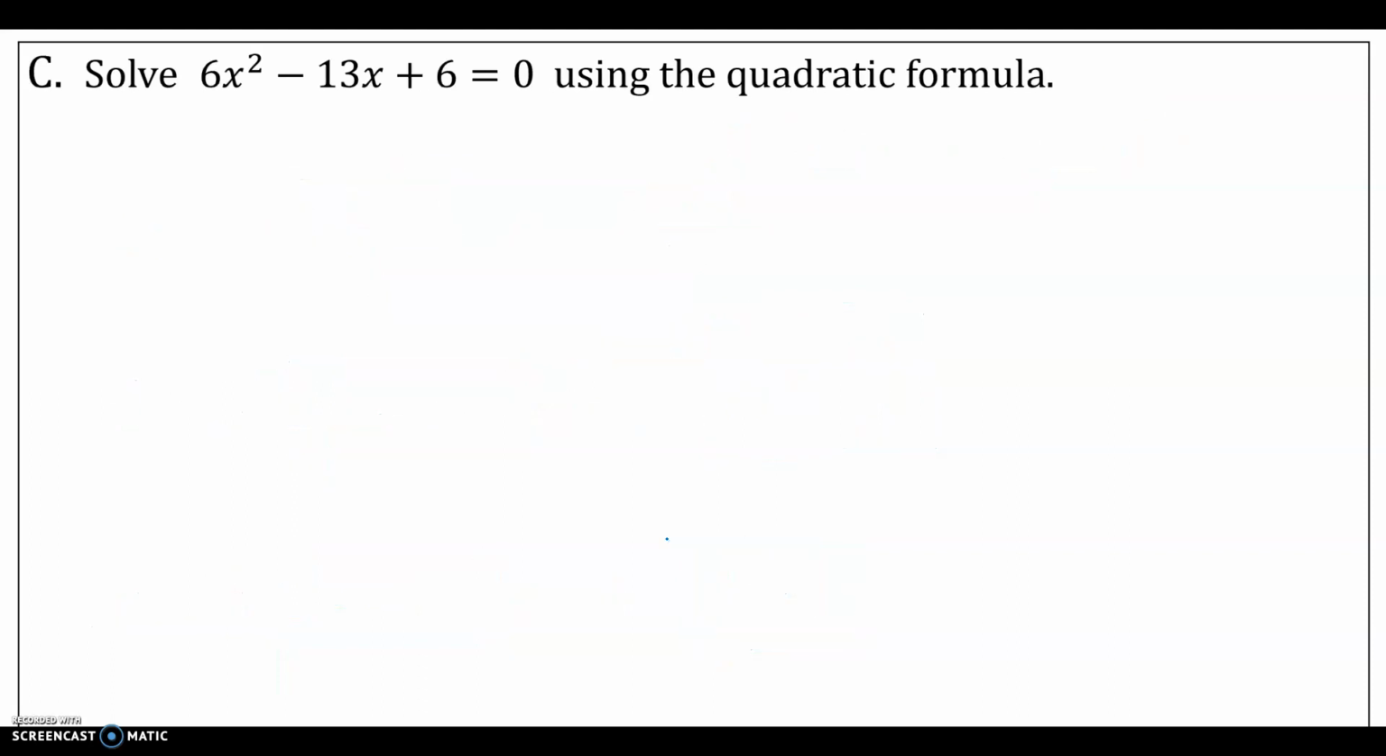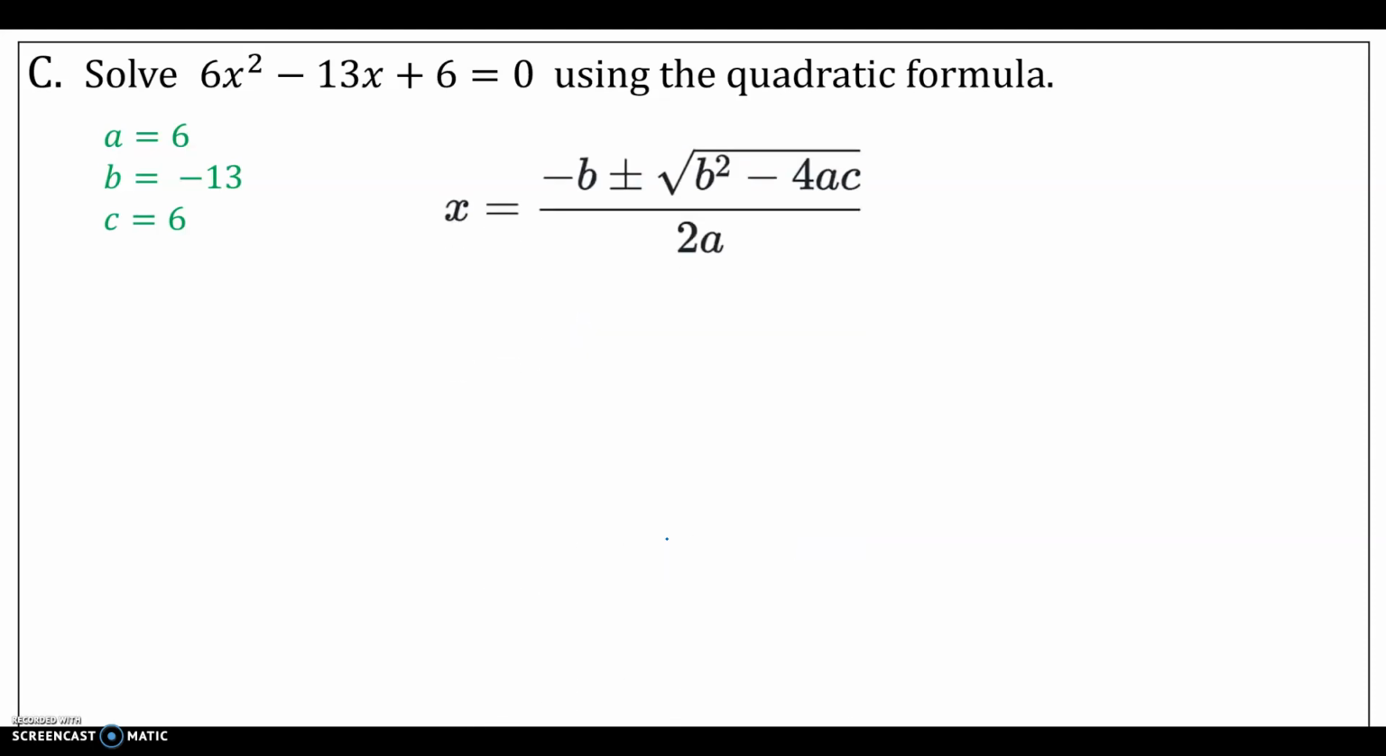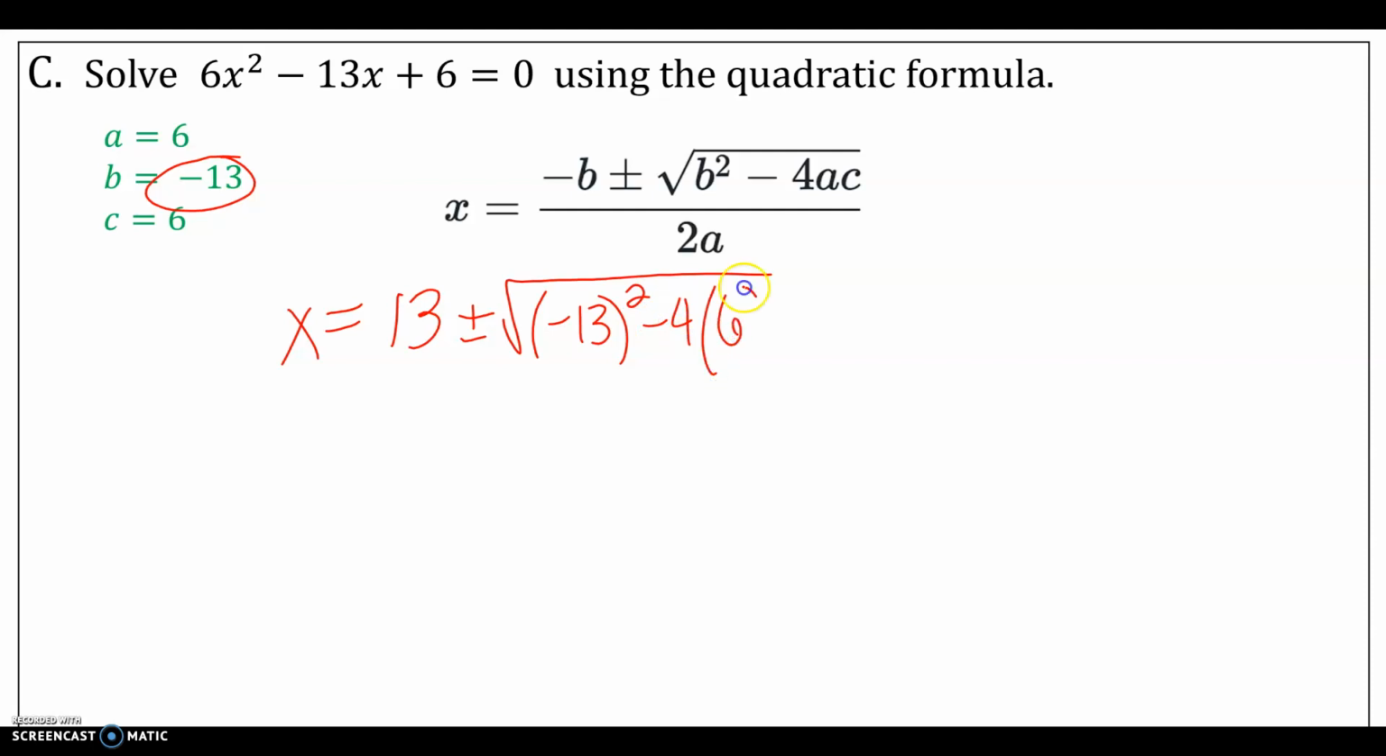Okay, again, we need to make sure that these are in standard form, which they are. So there's your A, B, and C. There's our formula. So let's go ahead and fill them in. So again, B is negative already, so it'll be a positive. So fill in your inside. And 2 times 6. Okay, so hopefully you're going to get the hang of this.